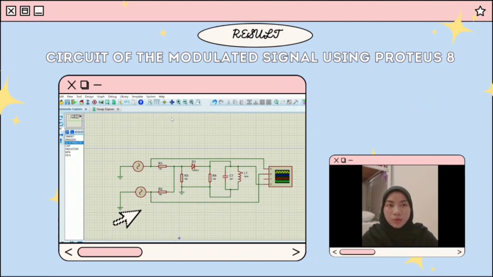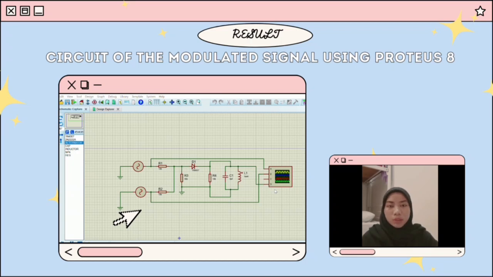In our circuit, we put 2 power supplies, 4 resistances, 1 capacitor, 1 inductor, 1 diode. And lastly, we put the oscilloscope to see the input and the output signal. The value for all the resistances in this circuit is 1 kilo ohm. And then, the amplitude in the first power supply is 2 volt and the frequency is 10 kilohertz.